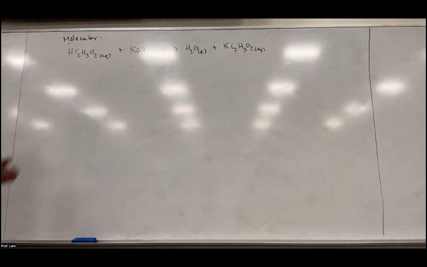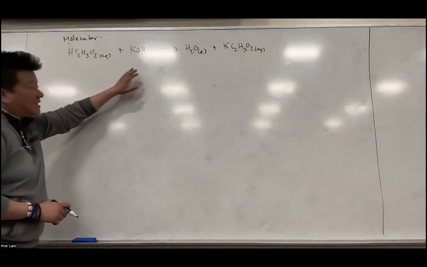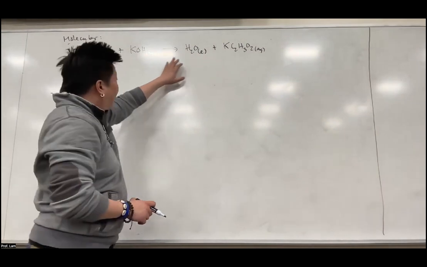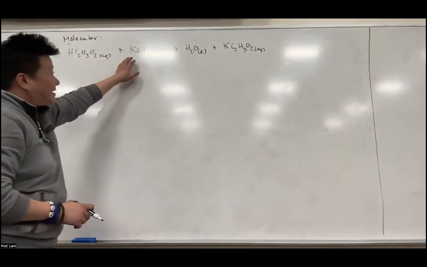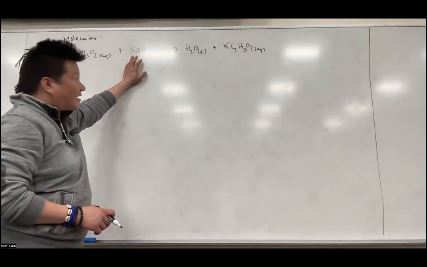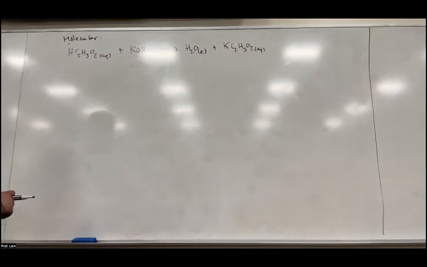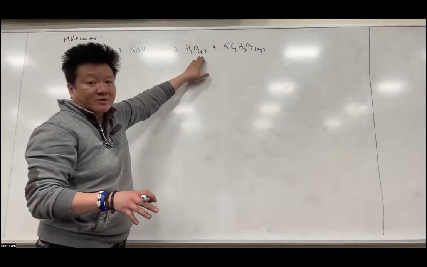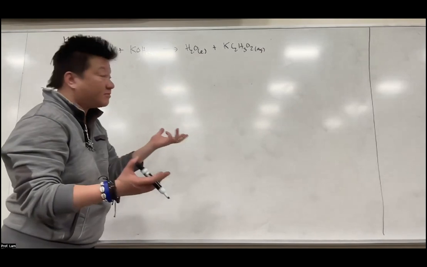All right, so in this case, this molecular reaction is not a precipitation reaction, right? Because you don't have a solid. But this is an acid and a base reaction. Okay, so KOH is a base here. All right. So you make water. Okay. So liquid as well. Whenever you see liquid, just like solid, don't split it up.